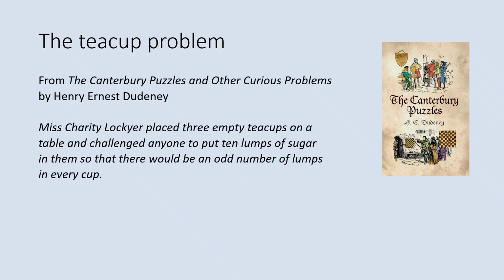And one of those problems is a story about a dinner party, and one of the attendees places 3 empty teacups on a table and challenges anyone to place a total of 10 lumps of sugar into the teacups so that there are an odd number of lumps in every cup. So the first task is figuring out how to solve the problem.